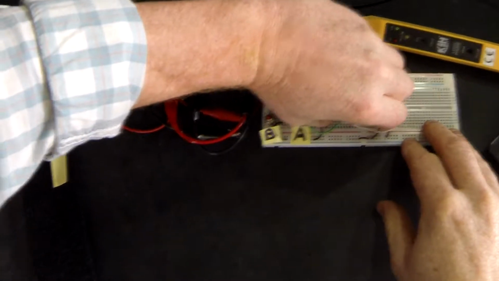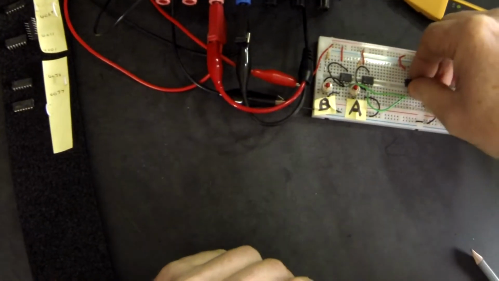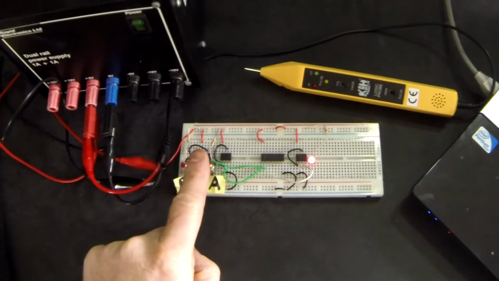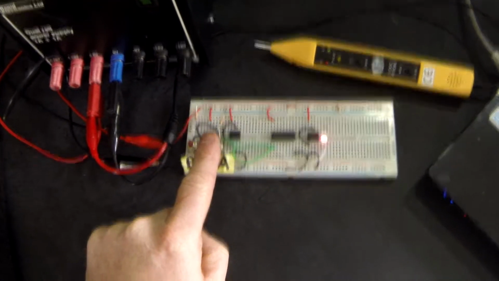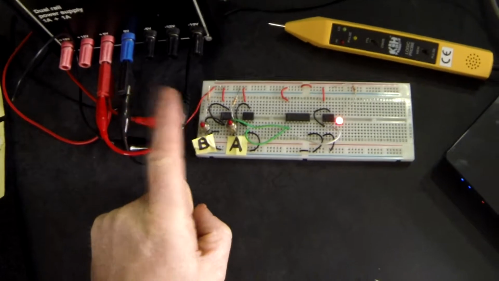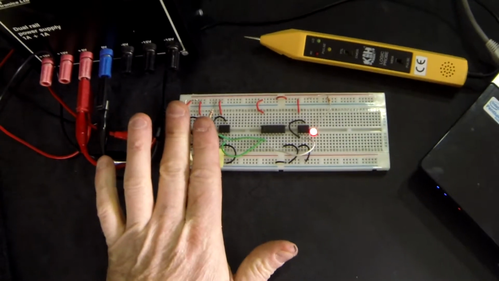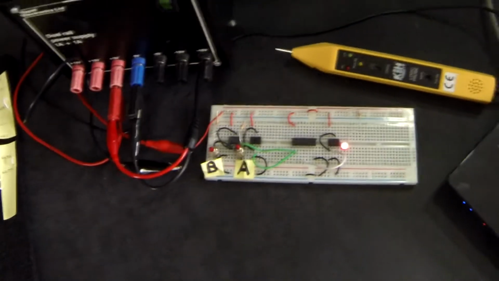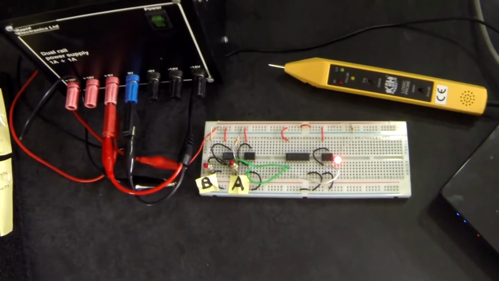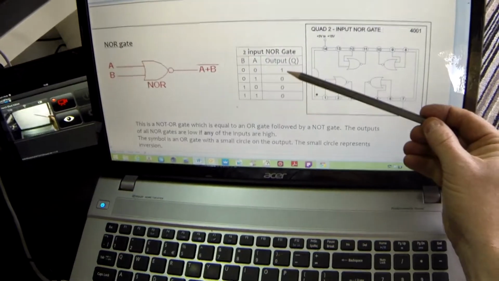So, our 4001. You can hear it snap into the breadboard, which is always worth making sure that you do properly. So at the moment the output is high. I press A, the output goes low. I release A. I press B, the output goes low. I release B. I press both, the output goes low. So the only time the output is high is when A and B are both low. On this occasion here.